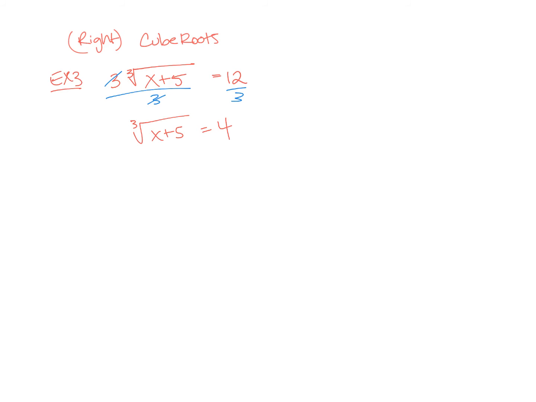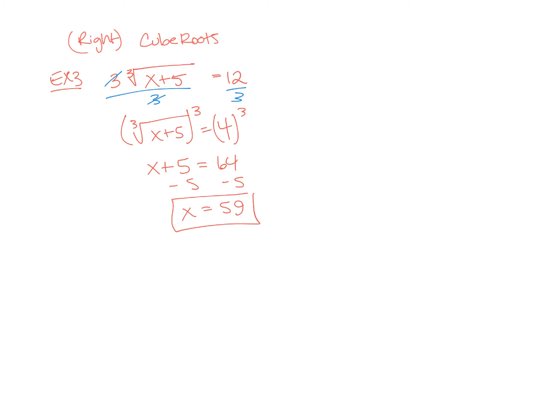So now step 2, I'm going to raise both sides to the power of an exponent that cancels my radical. So if I want to cancel the cubed root, I'm going to cube both sides. The cubed root and the cube cancel, and I just get x plus 5 on the left. And on the right side, 4 cubed would be 4 times 4 times 4, or 64. So I'm ready for step 3, which is to solve. I'm going to subtract 5 from both sides. Looks like I get x equals 59.